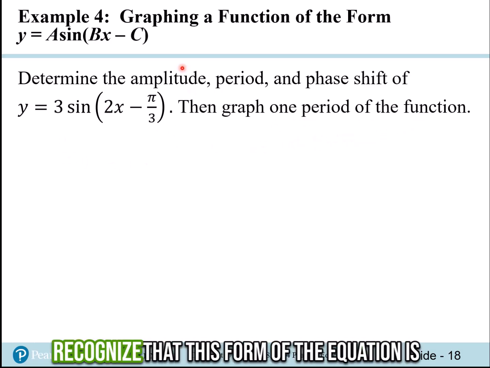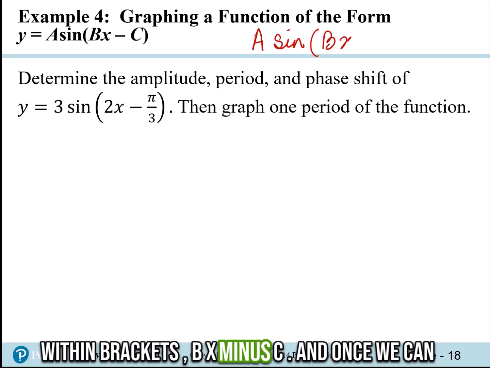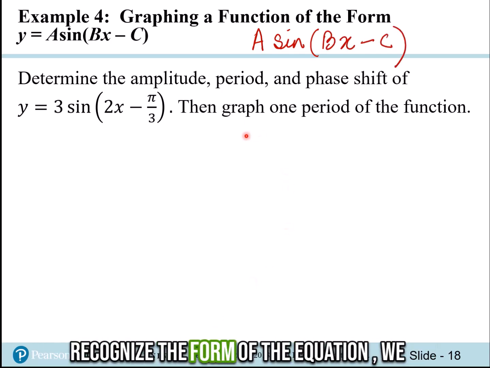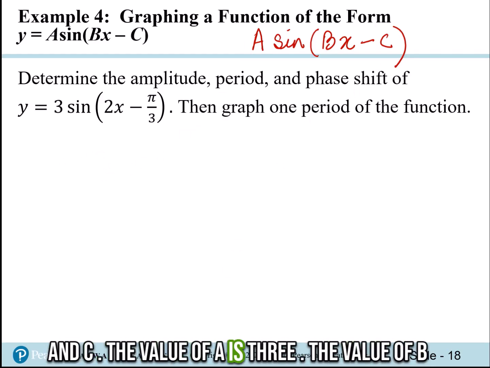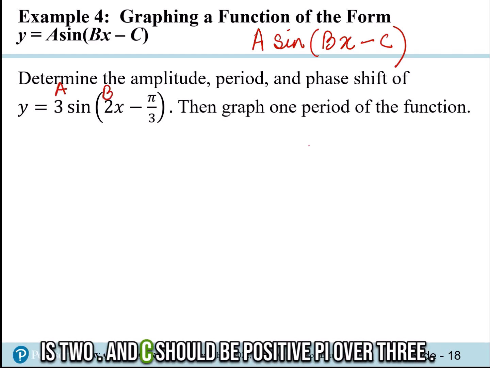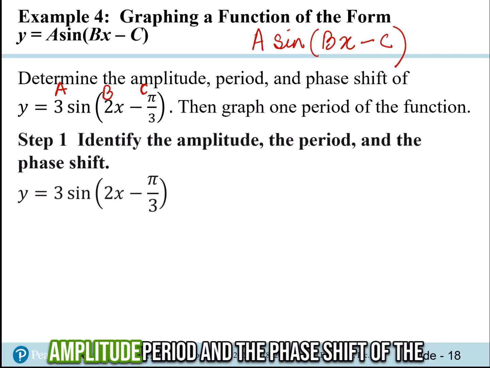Now we should be able to recognize that this form of the equation is the same as what we learnt, a times sine of, within brackets, bx minus c. And once we can recognize the form of the equation, we should be able to identify the values of a, b, and c. The value of a is 3, the value of b is 2, and c should be positive pi over 3. And once we have that, we can determine the amplitude, period, and the phase shift of the graph.